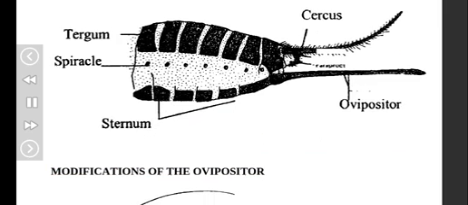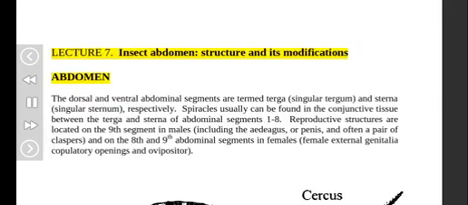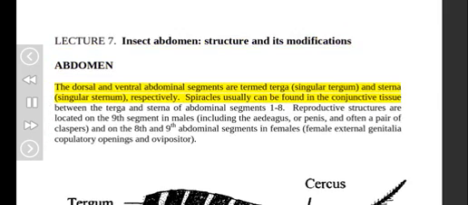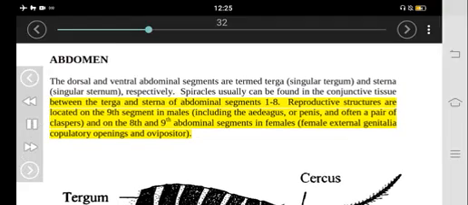Lecture 7. Insect abdomen. Structure and its modifications. The dorsal and ventral abdominal segments are termed terga, singular tergum, and sterna, singular sternum, respectively. Spiracles usually can be found in the conjunctive tissue between the terga and sterna of abdominal segments 1 to 8. Reproductive structures are located on the 9th segment in males, including the aedeagus, or penis, and often a pair of claspers, and on the 8th and 9th abdominal segments in females: female external genitalia, copulatory openings and ovipositor.